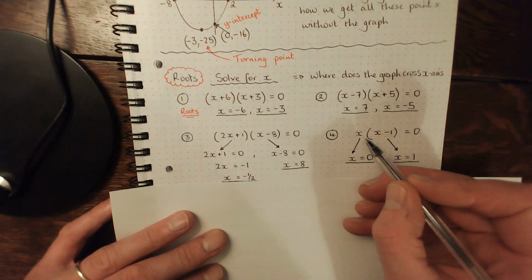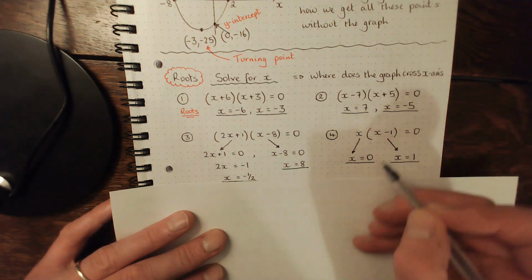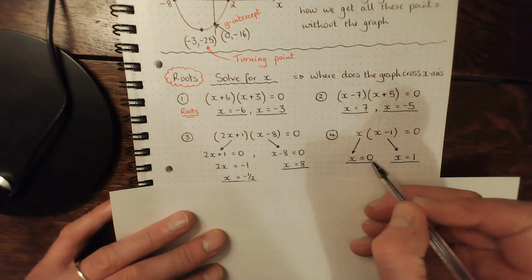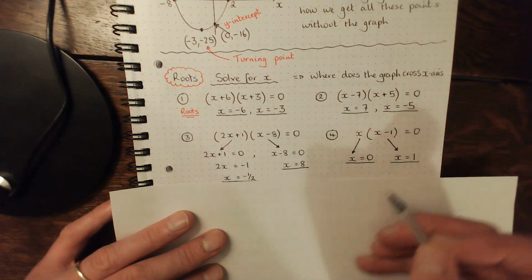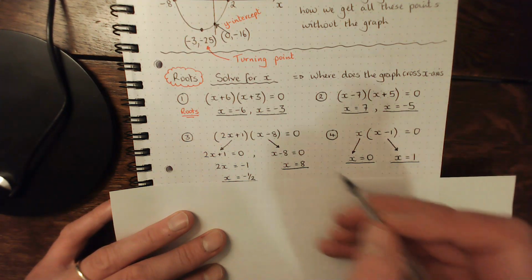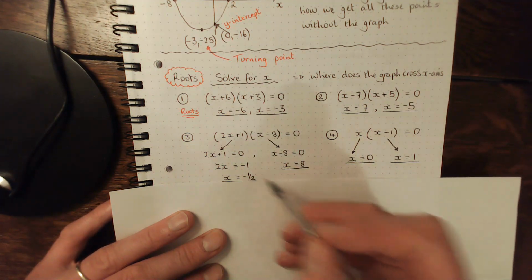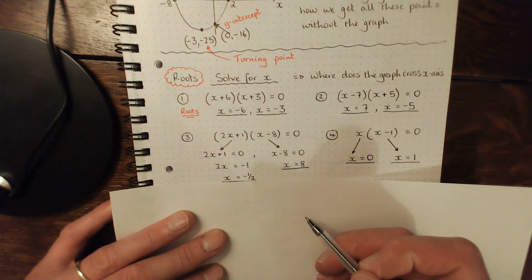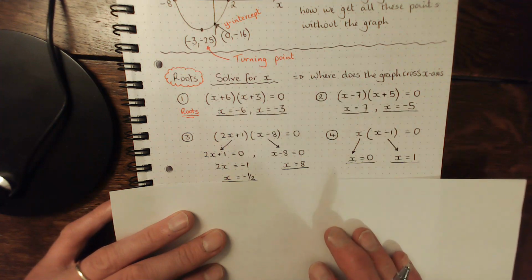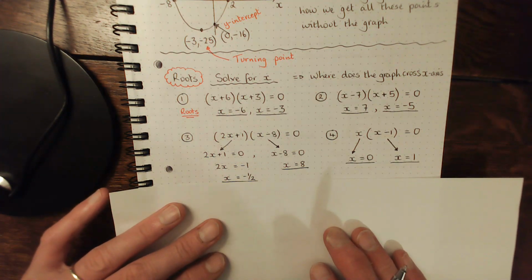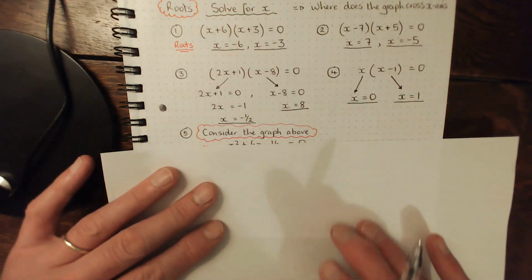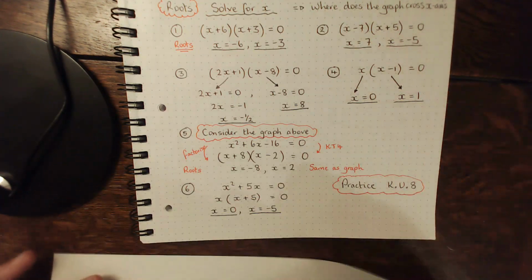And when we just have the x in front of a bracket, that automatically gives us an x equals 0 and an x equals 1. So factorising and solving gives us the roots of the equation. The roots are where it crosses the x-axis. Okay? If I go further down, I'm going to consider the graph above again.